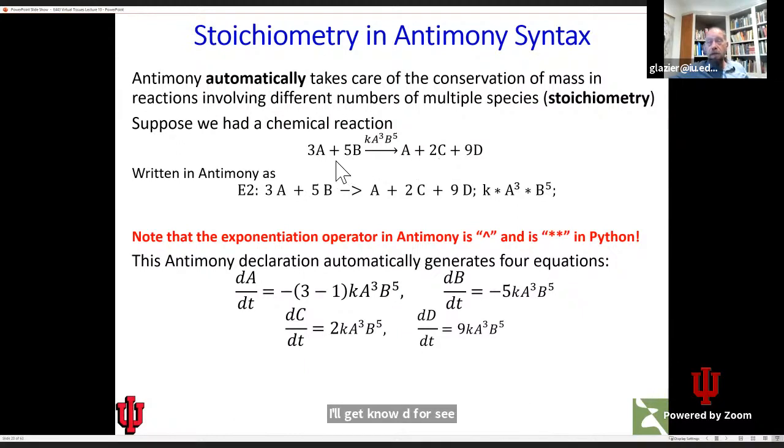Notice in the equation I wrote here, 3A goes to 1A. I destroy 3 A's for each reaction, I create 1. So my net is -2. One thing that Antimony does carefully is that it keeps track of how many of each molecule are created and destroyed. That's called stoichiometry. And that's quite convenient if you're writing complex chemical reactions.